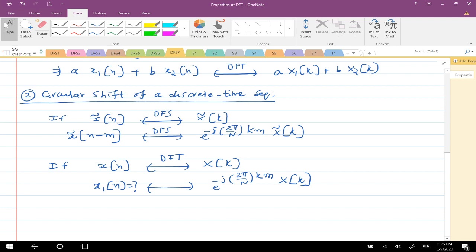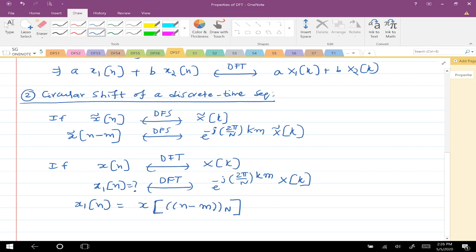It's not difficult to make a guess here. You construct from DFT to DFS, the periodic thing, repeating that. So that should give you x tilde of n minus m. From earlier discussions in the previous classes, it should be already clear to you that this x1 of n would in fact be equivalent to x of n minus m modulo n, if you are doing the n point DFT.